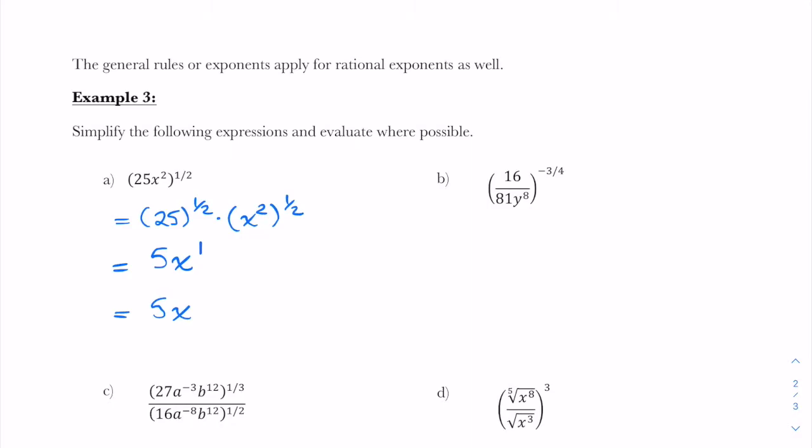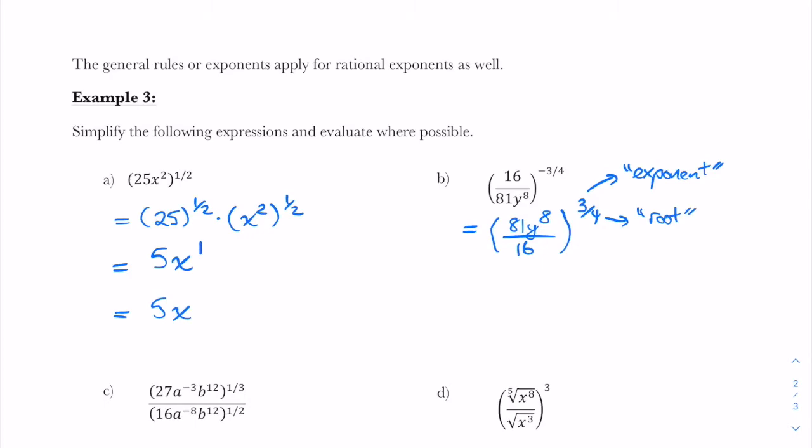Part B, we have a fraction, 16 over 81 y to the 8th, raised to the exponent of negative 3 over 4. Because we have a negative exponent, I'm going to apply the reciprocal rule. So let's take the reciprocal of the base. And after doing that, our exponent becomes positive. Now, just to remind you, here we have a rational exponent. The 3 is the numerator, this is what I call the exponent part. And the 4 being the denominator, this is what I call the root part.